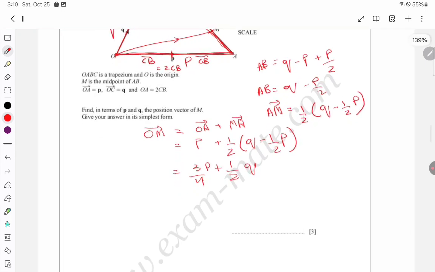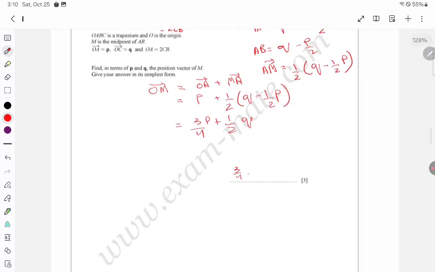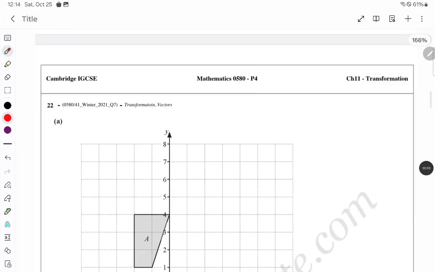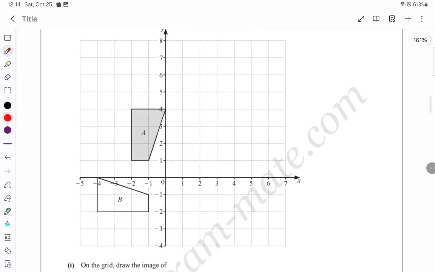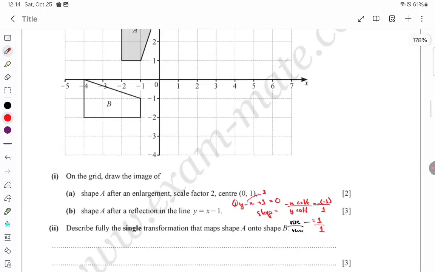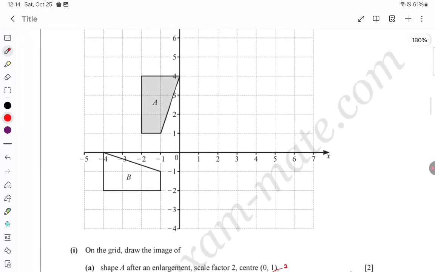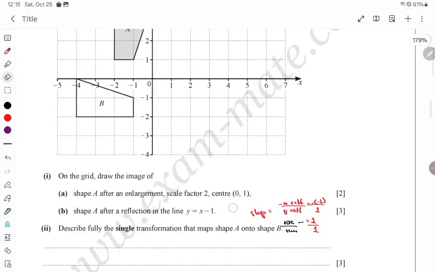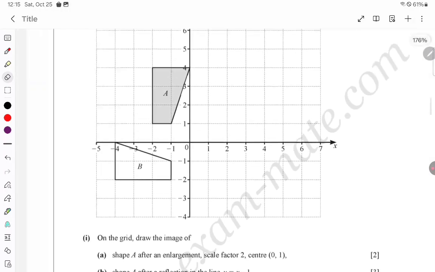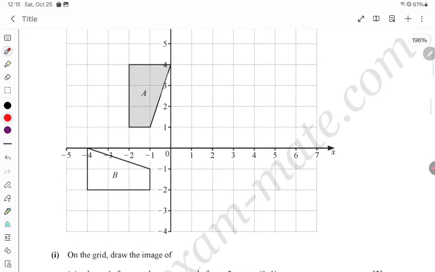So this is our simplest answer for part B of question 22. In question number 22, part A, on the grid, draw the image of shape A after an enlargement, scale factor 2 with center (0, 1). So for the center (0, 1), this is our center and the factor increases by 2.